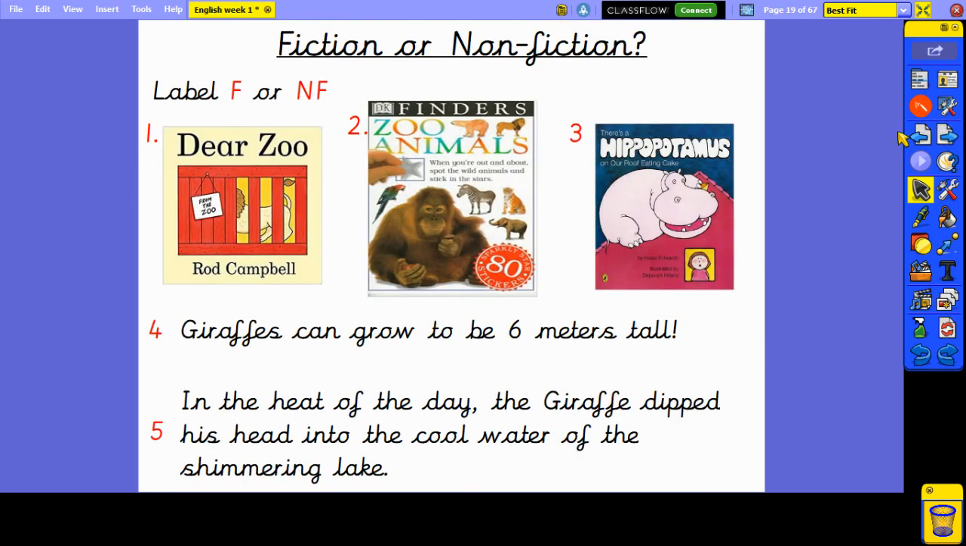Your turn. I have got 5 pictures or sentences on the board. On your piece of paper, write down the numbers 1 to 5. For each number, you need to write F for fiction or NF for non-fiction. So you need to decide, number 1, is this a fiction text or a non-fiction text? Number 2, is this a fiction or non-fiction? And so on. See if you can work out which are fiction and which are non-fiction.